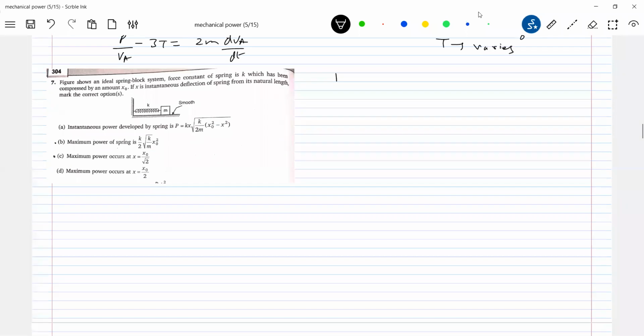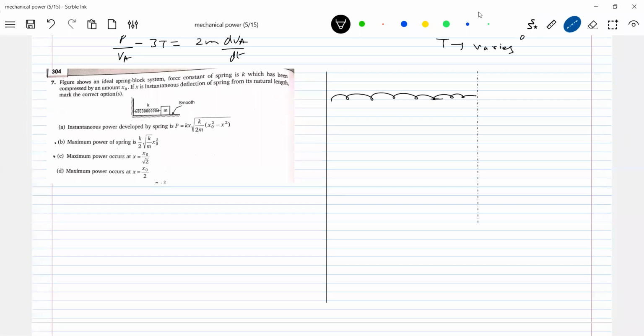What is our next discussion? Power generated by the various types of forces. So first I'll begin with a simple spring force, because already you have enough idea of spring. No? This is the equilibrium or natural length of the spring.